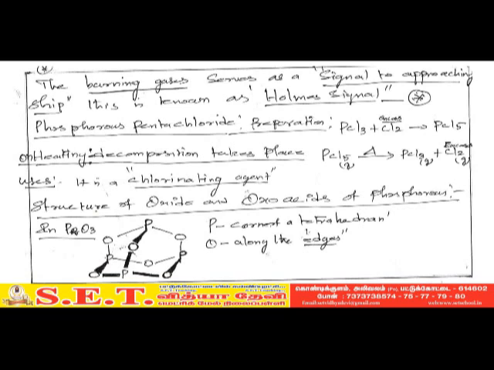Next topic, the structure of oxides and oxoacids of phosphorus. Particularly we are going to know about P2O5. Its structure is given. In this structure, phosphorus atoms are at the corners of tetrahedral positions and oxygen lies along the edges of the structure.